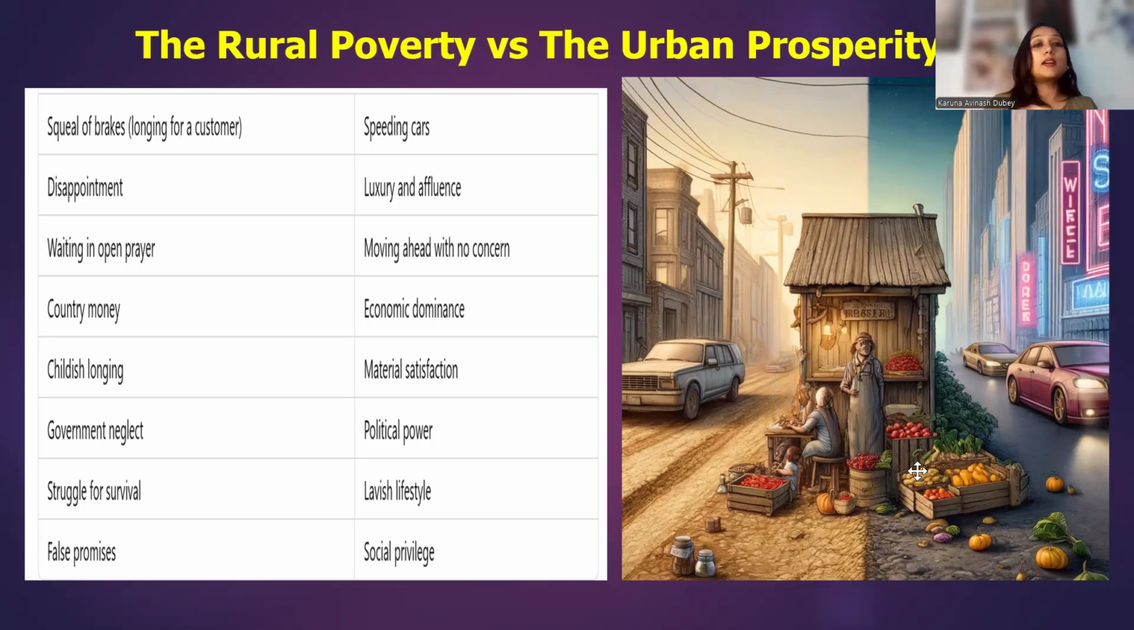Squeal of brakes, speeding cars, disappointment, luxury, and affluence is for them. Waiting in open prayer, they wait in an open prayer, moving ahead with no concern. Country money. Here, economic dominance, childish longing: they wait like a child, they have that longing like a child. So that kind of longing. Material satisfaction, government neglect, they are politically powerful people, struggle for survival, they have a lavish lifestyle, false promises, social privilege.